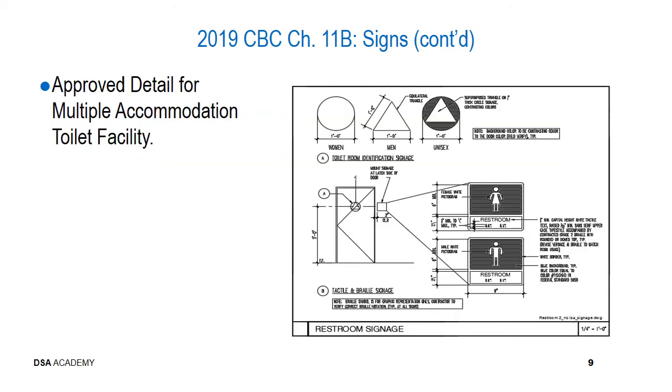This is an approved detail for a multiple accommodation toilet facility. It indicates the requirements for geometric symbols and room identification signs. Geometric symbols are required to be mounted on the door, a circle for a women's room, a triangle for a men's room, and a triangle imposed on a circle for a unisex toilet room. Room identification signs are not required, but when installed, they must comply. Pictograms are not required on these room identification signs, but again, if they are provided, they must comply.